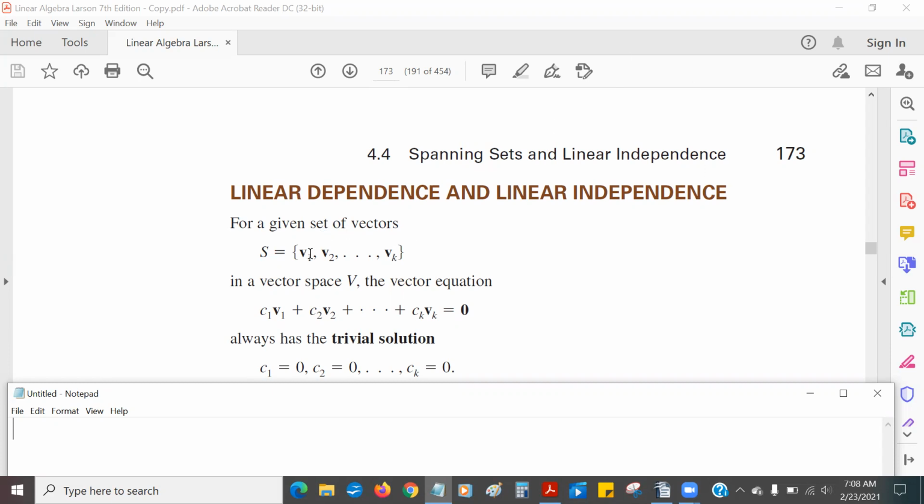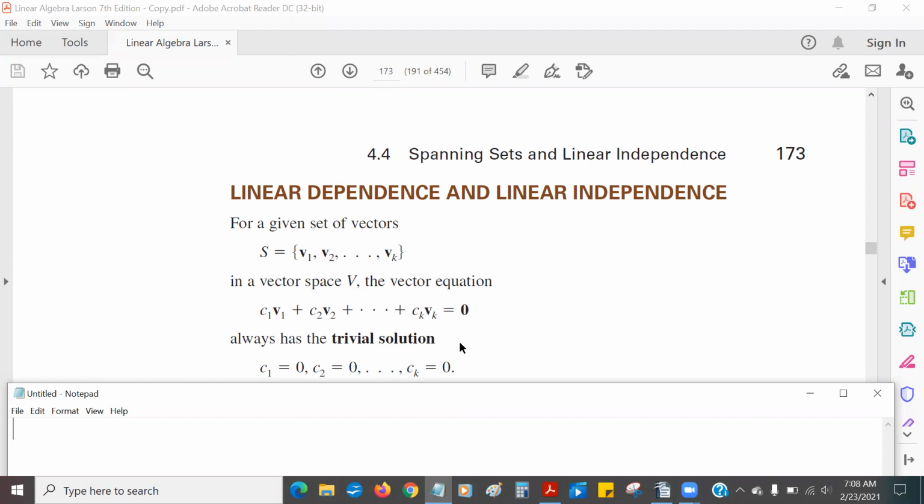If you have a set of vectors, v1, v2, up to vk, a finite set of vectors that are part of some vector space V. Notice I always use capital V for the vector space and small bolded v's for the vectors themselves. The vector equation c1v1 + c2v2 + ... + ckvk = 0 always has a trivial solution, where c1, c2, ..., ck all equal 0. That's always going to be, because if I make all the coefficients 0, no matter what the vectors are, the total is going to be 0.